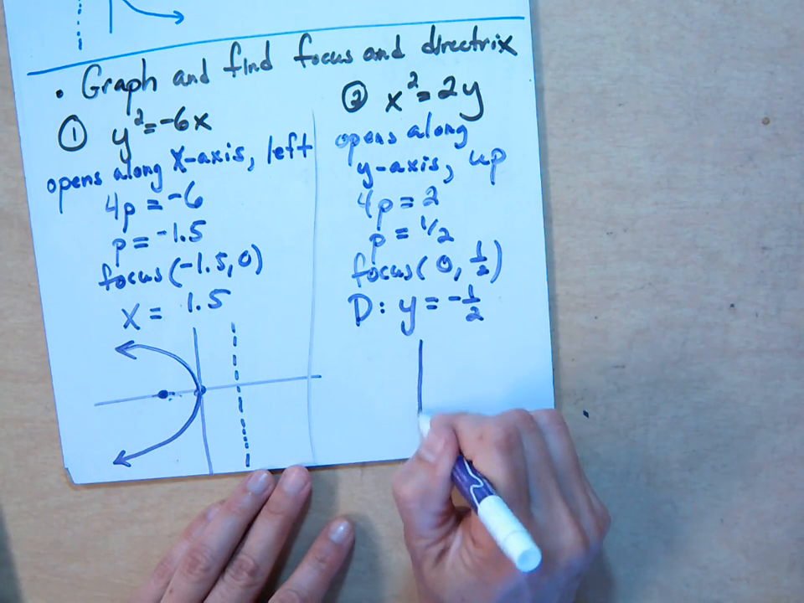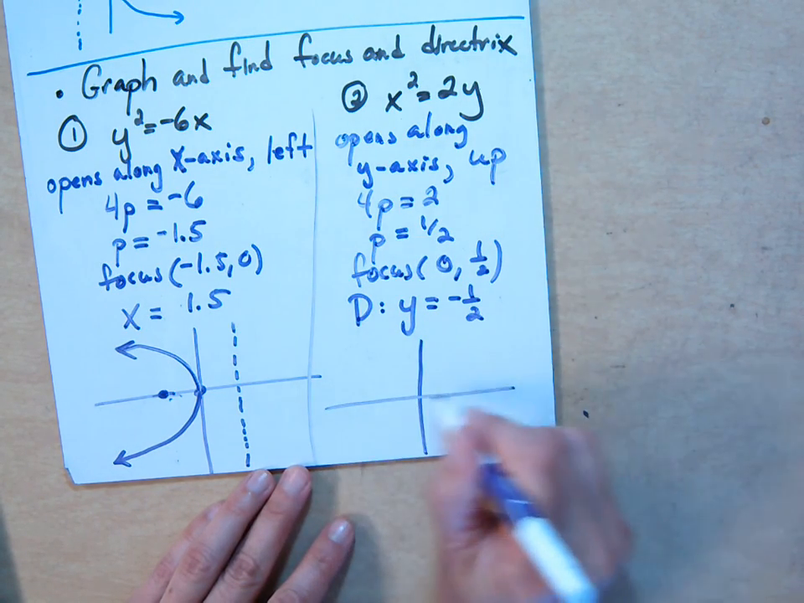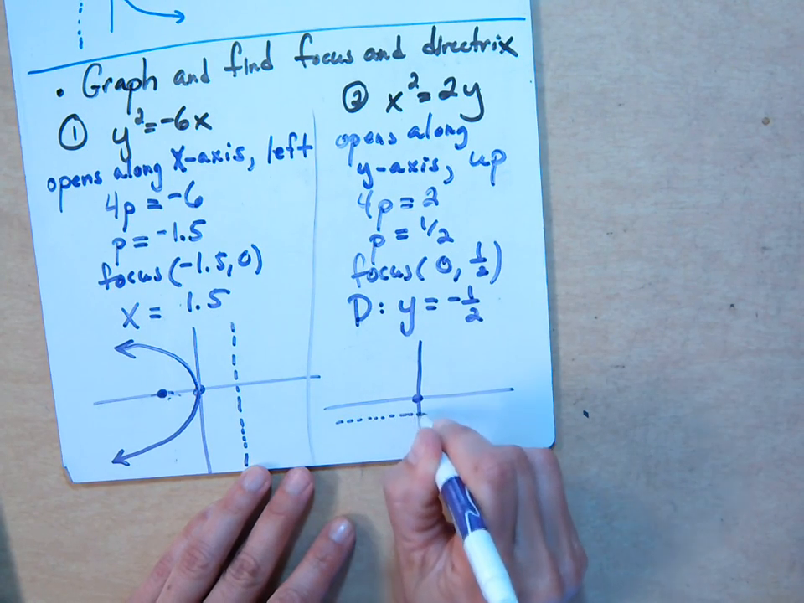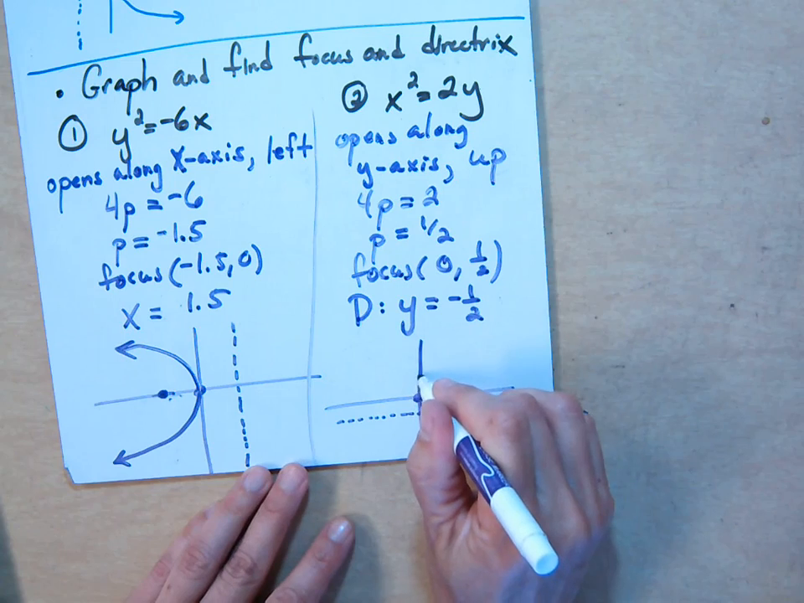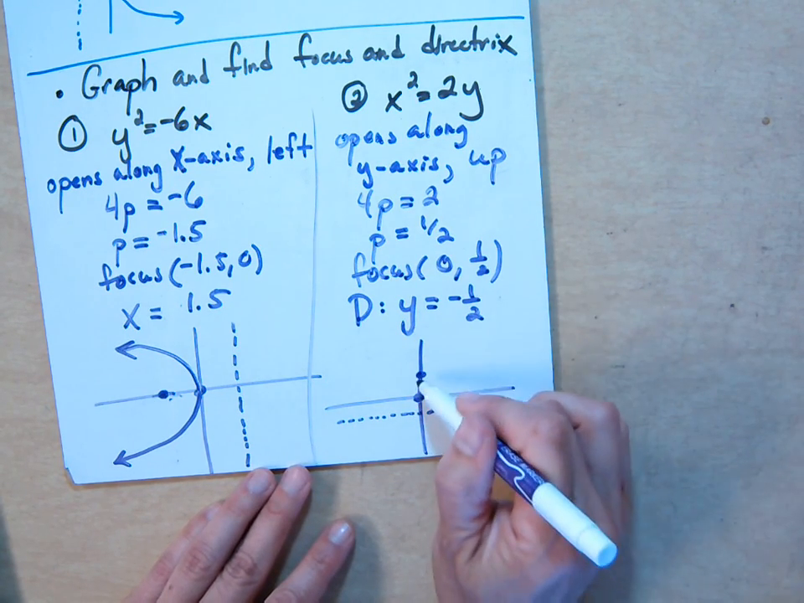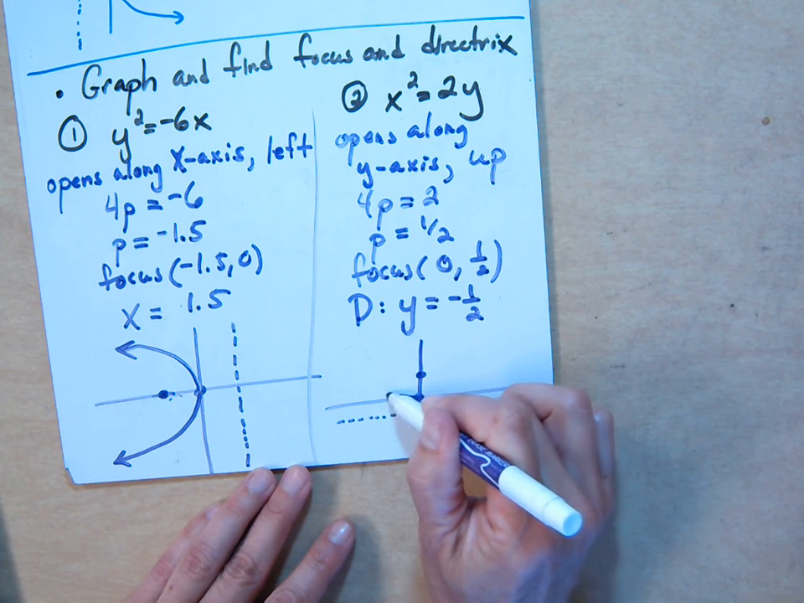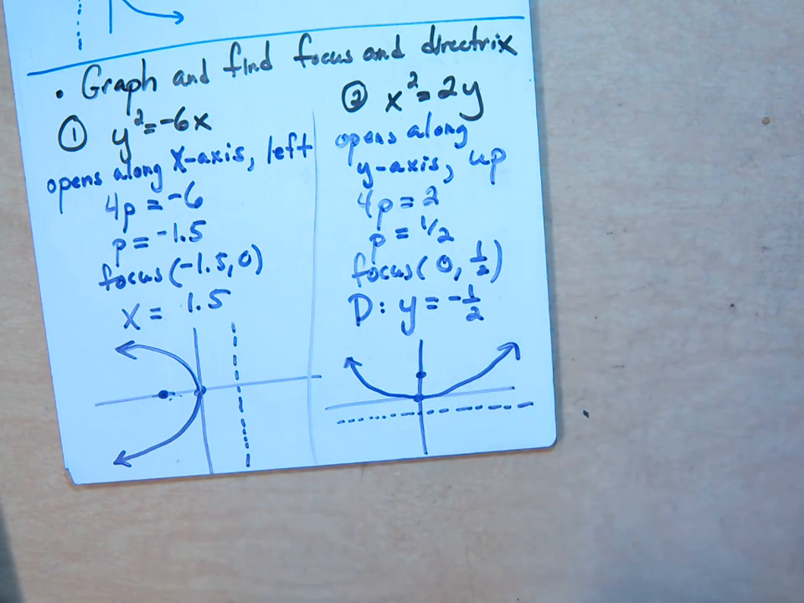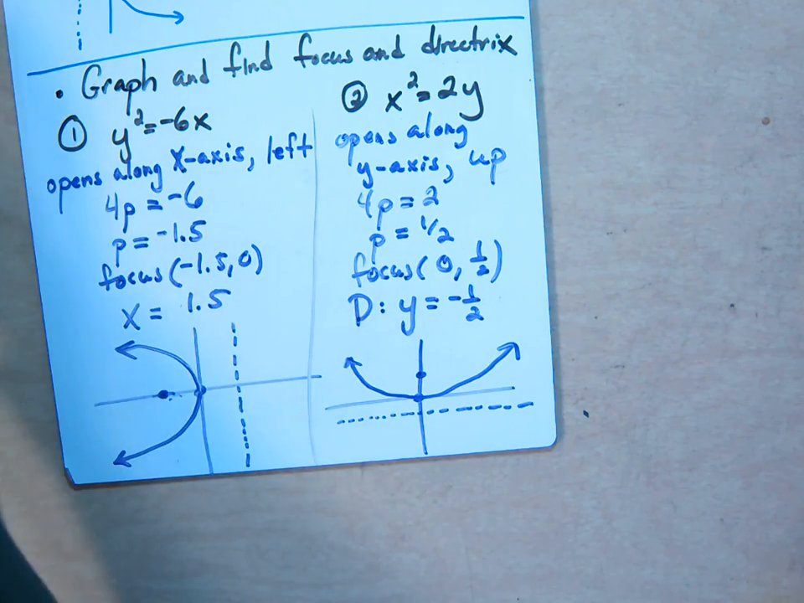So your sketch will look like this. Y equals negative 1/2. It's about there. The focus is on the other side. They're always equidistant. And so then this is going to open wider. And there's your graph.